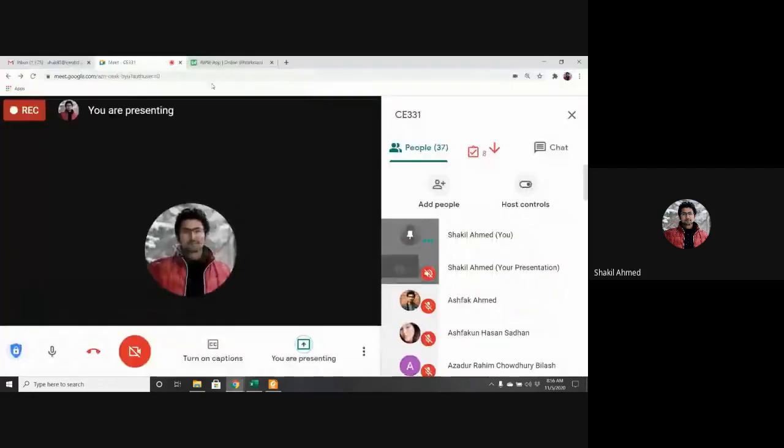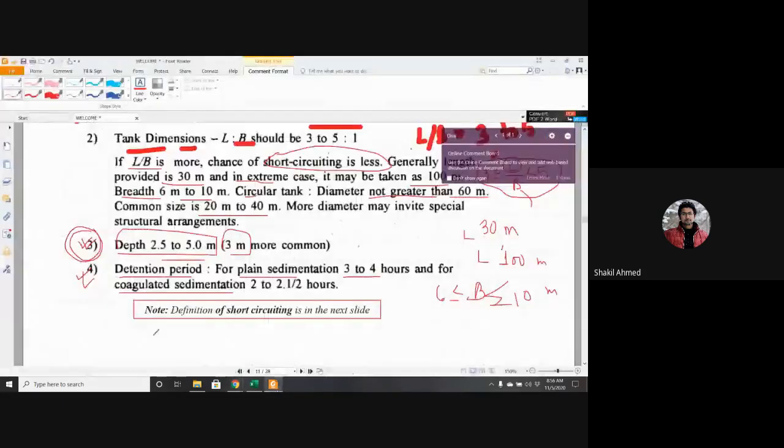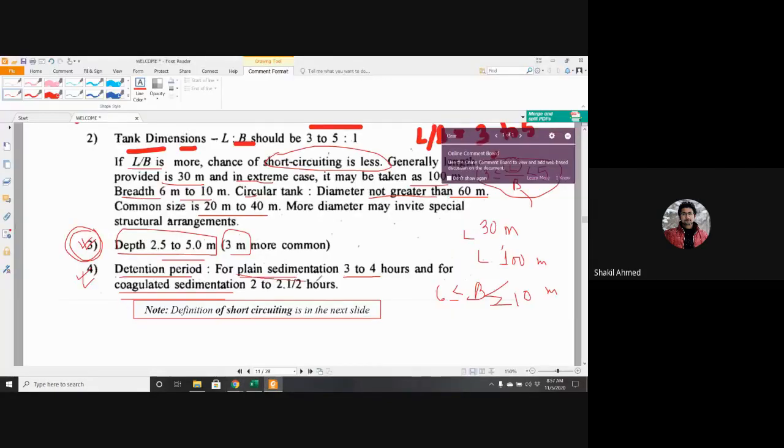So, detention period. There are two types of sedimentation. One is, before adding the water to the sedimentation tank, if you apply some chemicals to help the sedimentation, that is called coagulated sedimentation. On the other hand, if you don't apply anything before putting the water into the sedimentation tank, that is called plain sedimentation. Is it clear?